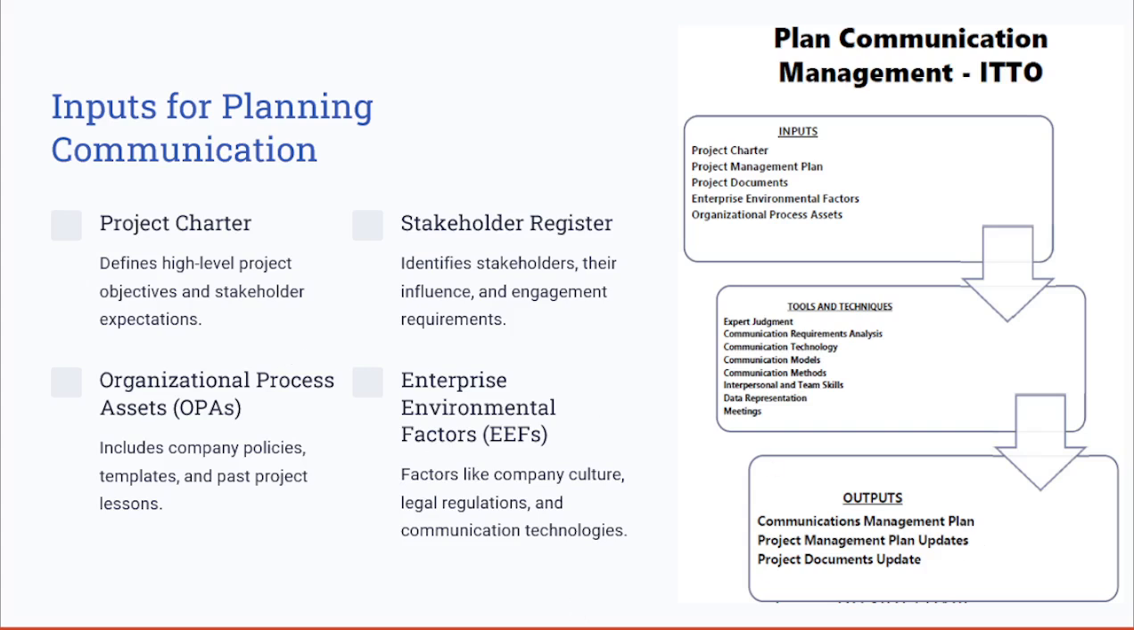So to start with the inputs, the first step in planning communication and stakeholder engagement is gathering the right inputs. The project charter provides foundational information, while the stakeholder register details the stakeholder expectations in terms of communication. The OPAs, such as templates and historical data, offer guidance, and the EEFs ensure compliance with company culture and legal regulations.